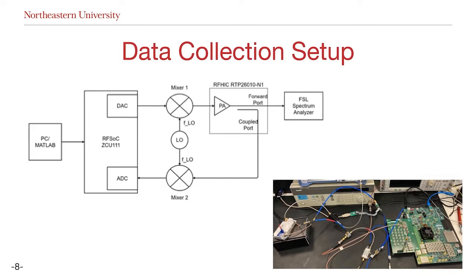In this setup, a Xilinx RFSoC is used as our RF front end. It solely serves as a dumb pipe. There is no DPD data processing on the board, and we then connect the signal to the PAs from the RF HIC, which is the black box on the left, and then we collect the data using the spectrum analyzer and do the analysis afterwards.